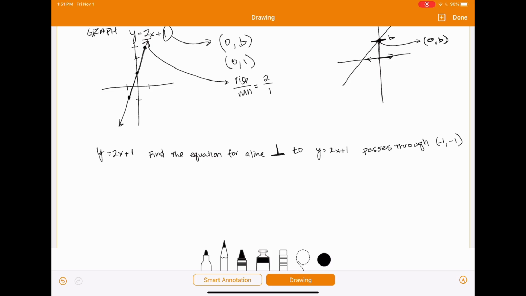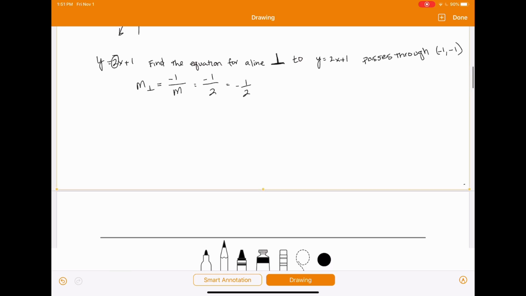All right. So first we're going to find our perpendicular slope. And that's just going to be equal to -1 over our given slope. So our given slope in our equation is 2. So our perpendicular slope is going to be -1 over 2, or -1/2. All right? And then we can use point slope form to find our equation of the line.